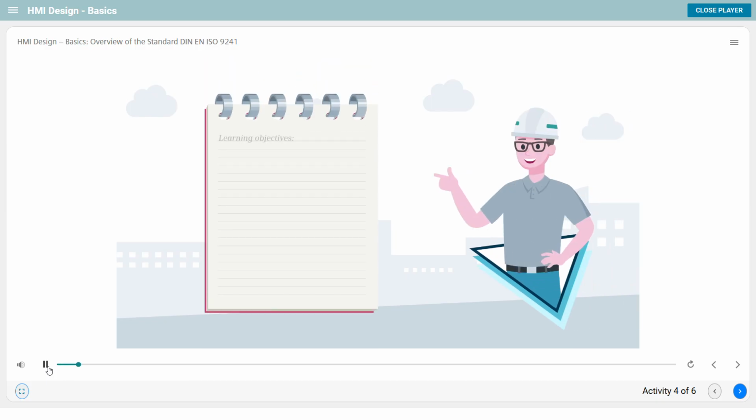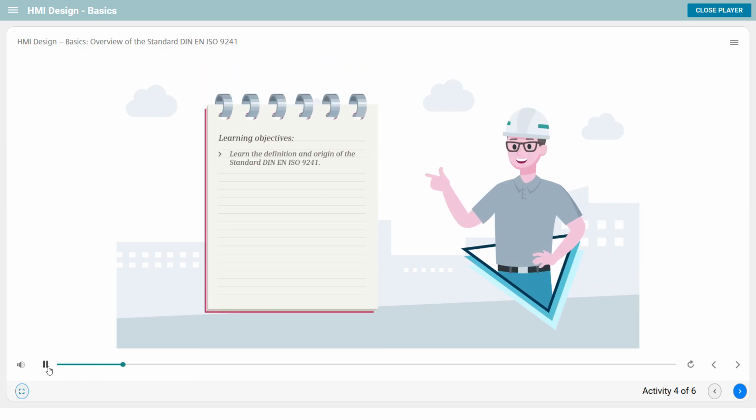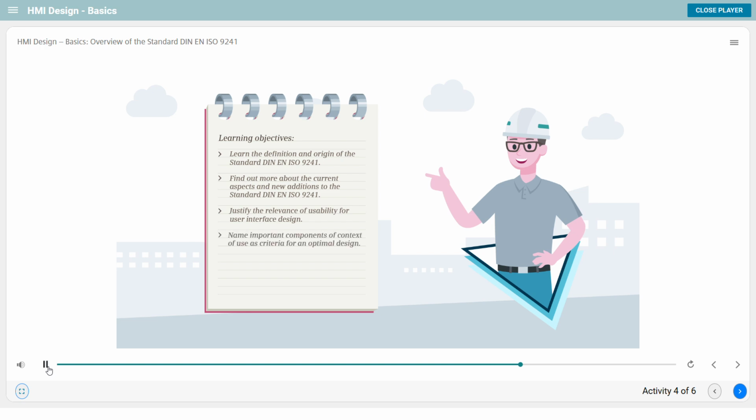In this chapter, you'll learn the definition of the standard DIN EN ISO 9241 and find out more about its most important components that provide guidelines for practical design. Additionally, you'll learn more about the goal of high usability from the standard DIN EN ISO 9241-11 and what relevance an analysis has for the user-friendly design of a user interface. Let's get started.